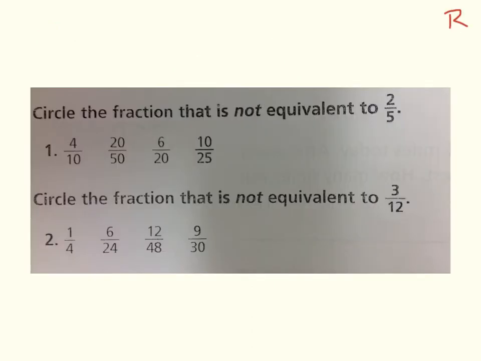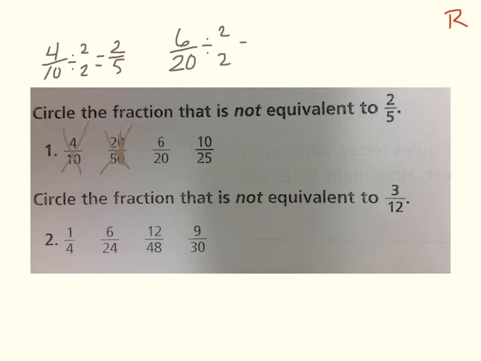On to the remembering side, we're trying to find equivalent fractions again, and actually we're trying to find not equivalent. If I take 4/10 and I divide it by 2, I get 2/5, so that's equivalent. If I just take these zeros out, that gets to be 2/5. If I take 6/20 and they're both even, so I divide them by 2, I get 3/10. Well, I think this one is going to work, but I want to check.